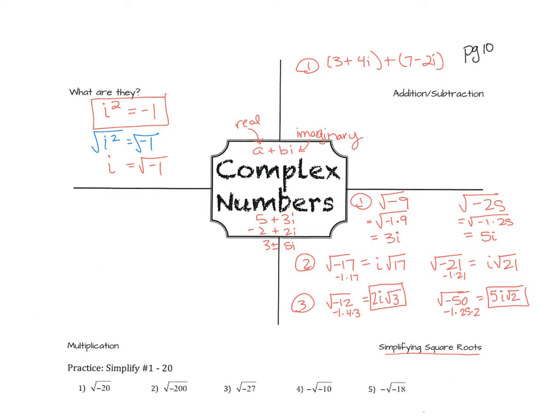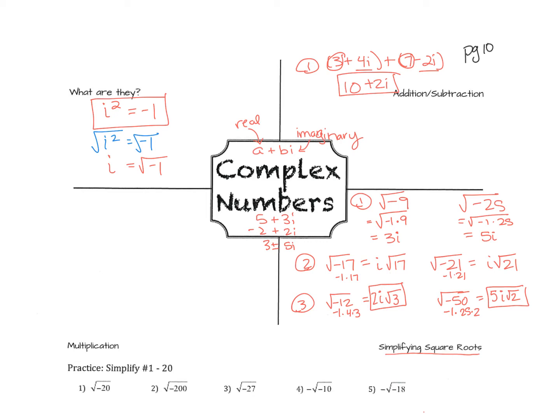So in this case, the 3 and 7 are like terms. I'll be able to add them, and I get 10. The 4i minus 2i are like terms. I'm going to be able to combine them and get 2i, positive 2i. My answer is 10 plus 2i, the 10 being my real part, and the 2i being my imaginary part.